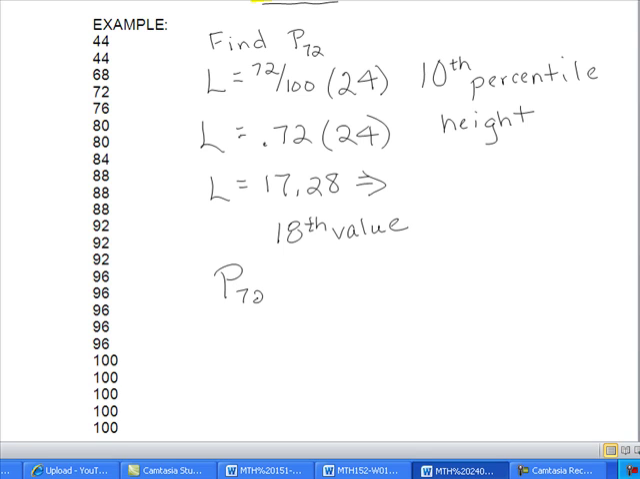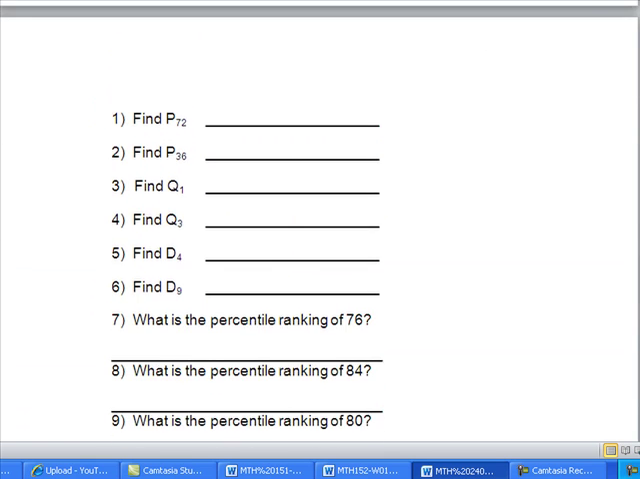Now, since it's not a whole number, we go to the 18th value in our list. I believe that's the 18th. So we find that our answer for the 72nd percentile is 96. So notice the locator is not your answer. That means just go to that value in your list.